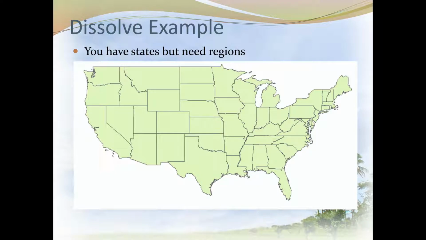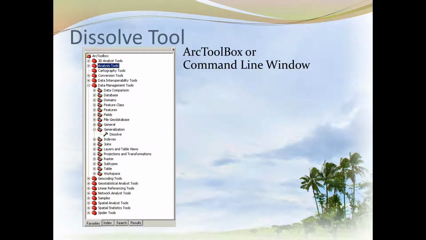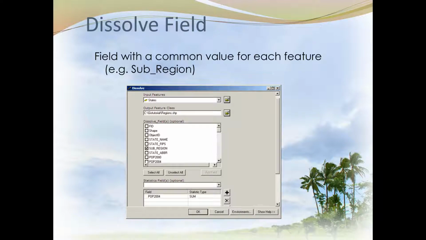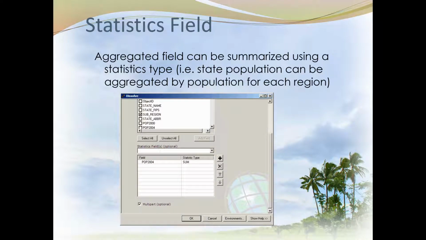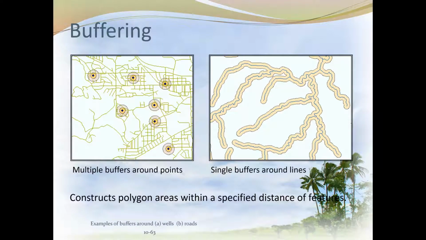Here is another dissolve example: you have states, but you need regions, so you dissolve on subregions. Here is the dissolve tool in the ArcGIS toolbox. This is the old version, and the new version is just the geoprocessing that I showed already. With the statistics field you can select any field, and you just sum it up. The aggregated fields can be summarized by a statistic type, and we already saw the result from the newer version in ArcGIS Pro.